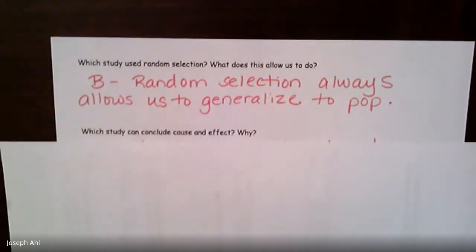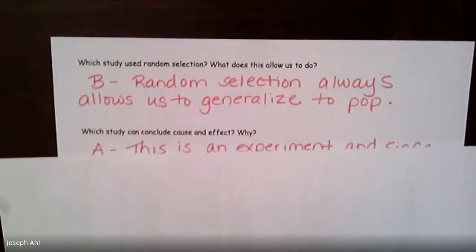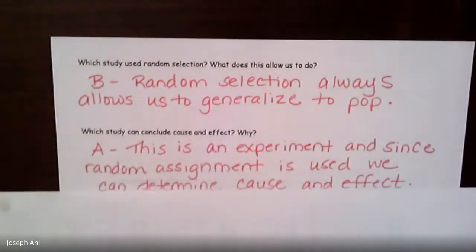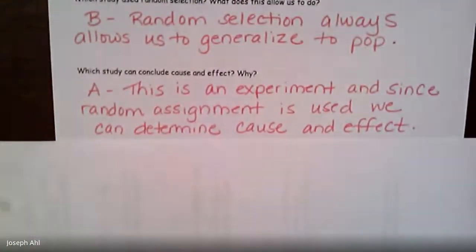And then, which study can you conclude cause and effect, and why? Remember, cause and effect is only a result of performing an experiment. So in study A, since this is an experiment with random assignment, we can use that to determine a cause and effect relationship. It's important always within an experiment that you randomly select and randomly assign different, in this case, dogs, or it could be people. Whatever it is, random assignment is important to make sure the validity of your cause and effect in the end, so that there's no bias involved.